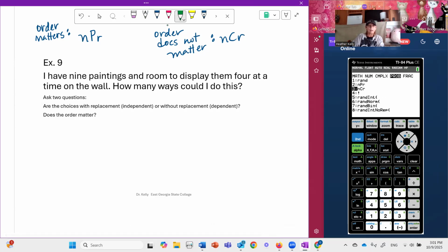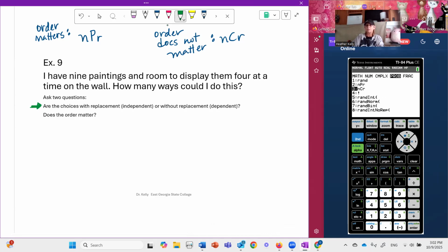This example says, I have 9 paintings and room to display 4 of them at a time on the wall. How many ways could I do this? So first, are the choices with replacement or without replacement? Okay, and if we were in the actual classroom, I would hope that you guys would answer me and tell me what your opinion was. Since we're not, I can tell you that these are without replacement, because if I hang painting number 1 on the wall in space 1, I cannot hang painting number 1 on the wall again.